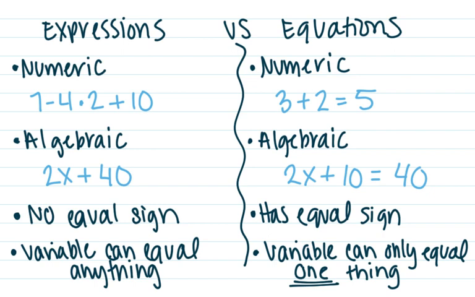The big idea about equations is that they equal something. You will see an equal sign. And the x, our variable, can only equal one thing. So for example, this x right here can only be one answer, and it's going to be 15. The only thing x can be here is a 15 to make this statement true, because 2 times 15 is 30, and then 30 plus 10 is 40. So the only thing that x could equal is a 15 in order to make this equation true. That's what we're going to practice today.